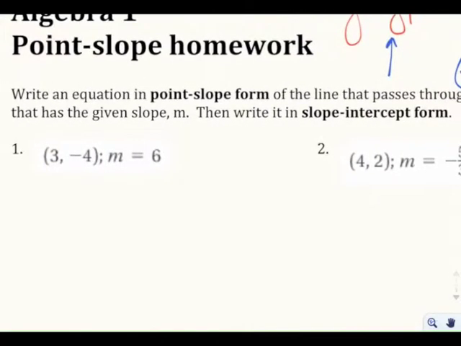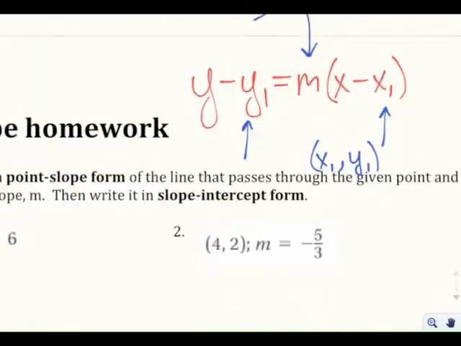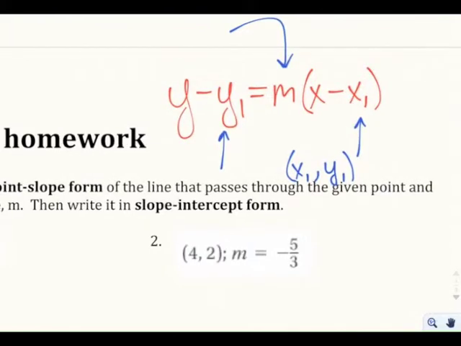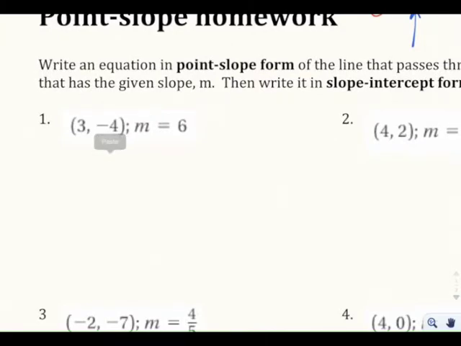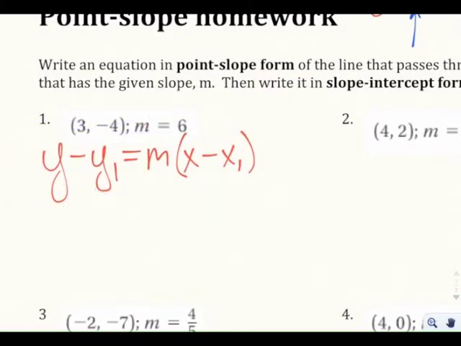We are asked to write the equation in point slope form of the line passing through this point, and the line has this slope. Easy enough. We just plug in these numbers into point slope form up here. I'm literally just going to take all of this and copy paste it down below. Okay, so here's point slope form.